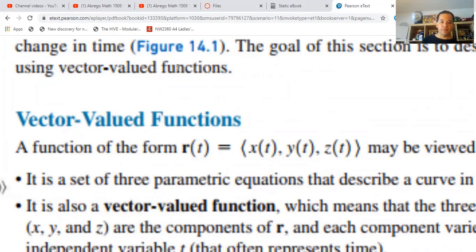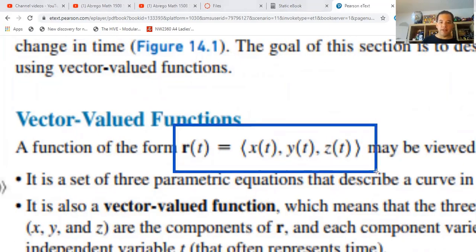So we have a vector function, a vector valued function. Notice how the R is bold, right? Usually I would put a little arrow on top, but right now in the book, they simply have it as bold. And then what we specify is what is the function for the X component, what is the function for the Y component, and what is the function for the Z component.